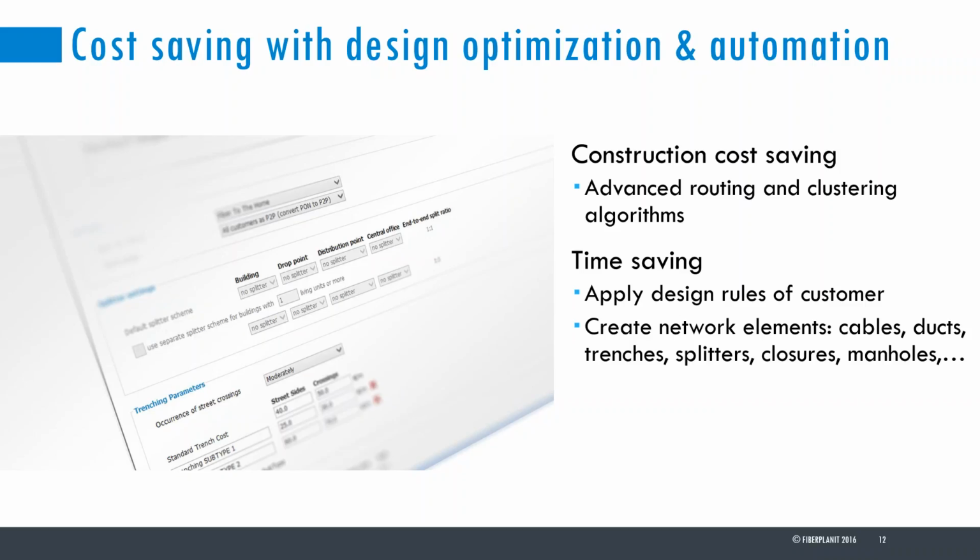Because of the advanced routing and clustering, it will result in less cabling, less trenching, optimized cabinet placing, all of that. So this results in concrete construction cost savings. And then because of the automation, you will also have a time saving, so that time-consuming job of manual planning can be handled by software. The automation algorithms in the software apply the design rules of the customer, so it's consistent with the architecture and automatically creates all of the network elements that are needed to realize your network.